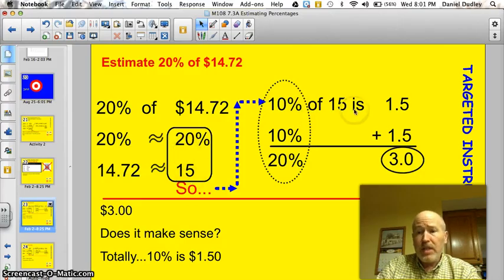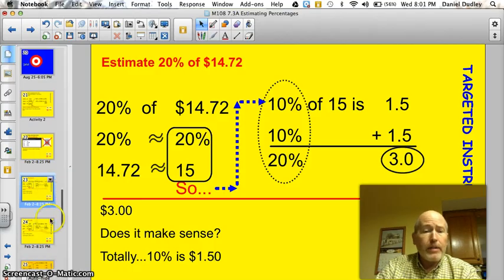Well, 10% of 1500 is 150. Here's another 10%, 150. If I add those together, I've got a total of 300. And here you can see my 20% because 10% and 10% is 20%. 150 and 150. 20% is 300. Does it make sense? Totally. 10% would be 150, right? It's in the ballpark.